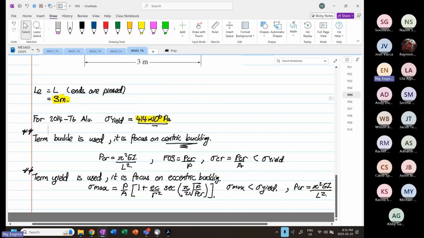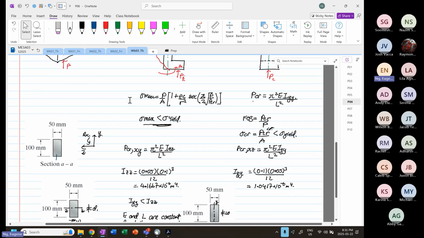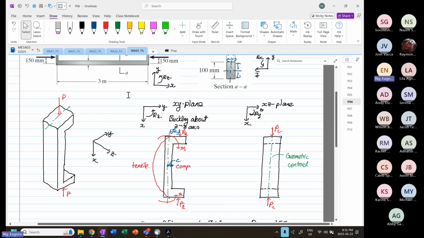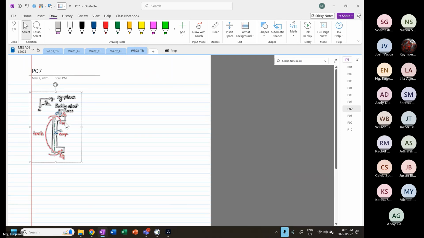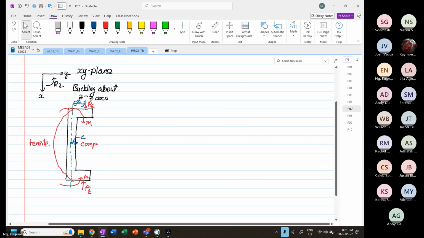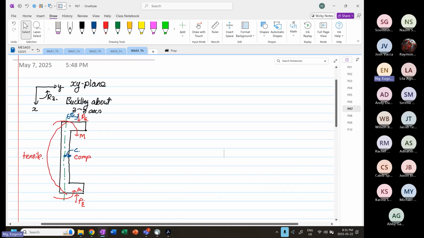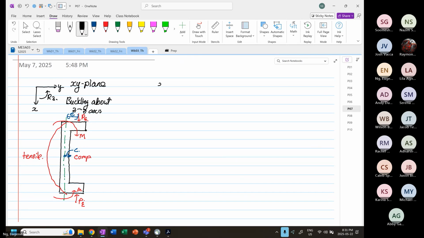So let me copy the image over, then we know what we're looking at. Okay. So next we are going to focus on this one. Okay, we are going to focus on our XY plane, or buckling about the ZZ axis.